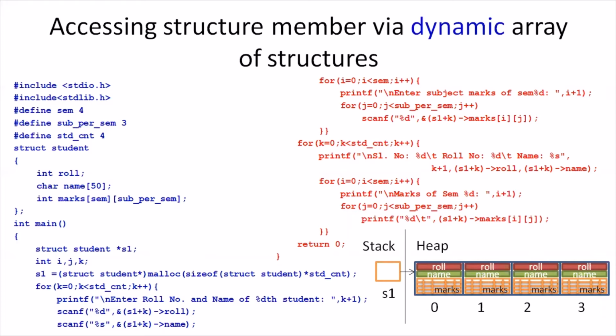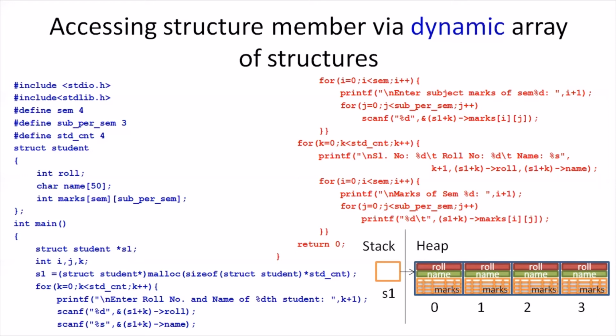So accordingly, the pointer to structure variable here in this case is declared as struct student *s1. s1 occupies its location in the stack memory. And next, we create an array of size stdcnt in the heap memory. The array in the heap memory is created using the statement s1 = (struct student *)malloc(sizeof(struct student) * stdcnt).